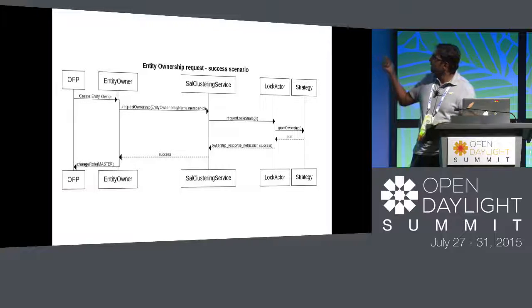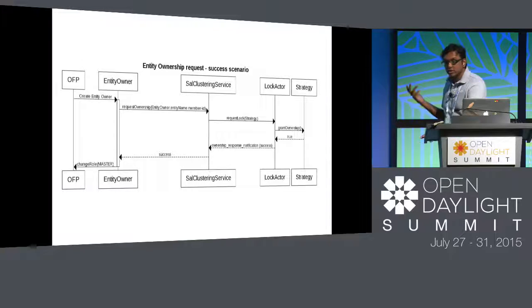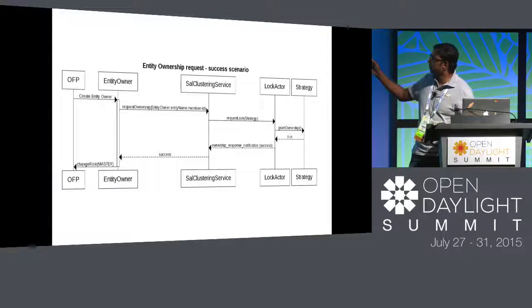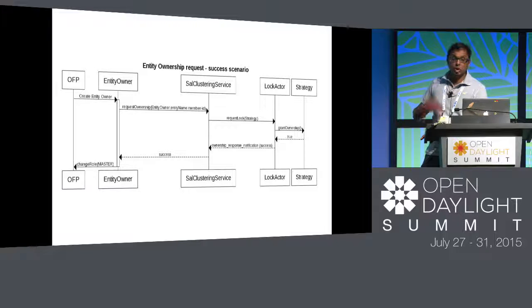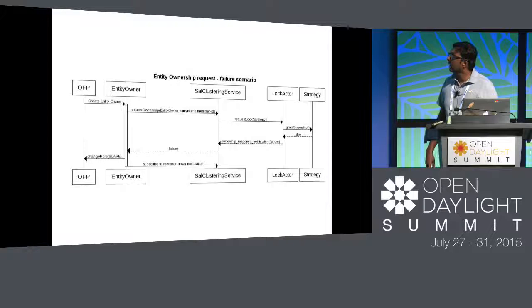It won't have different strategies based on different devices, which is one input we can take care of first. And there's a lock actor which will try to grant ownership based on the strategy, and the strategy will return, and based on that, the ownership response notification will be given. Based on that, each of the applications will also get a notification saying that this node is going to be the owner for this device. And that's the role.